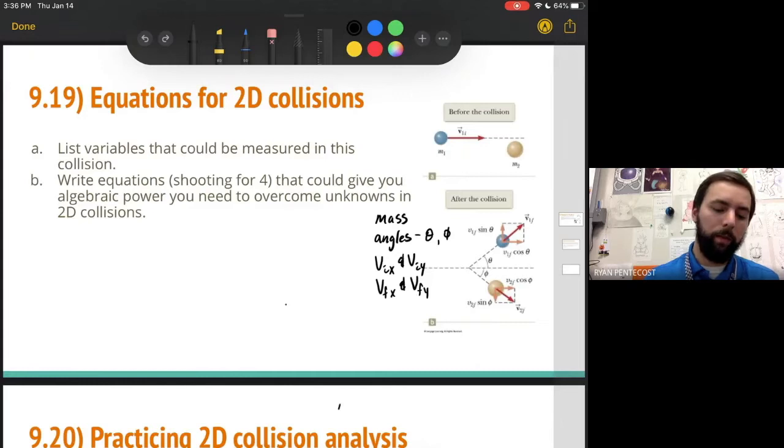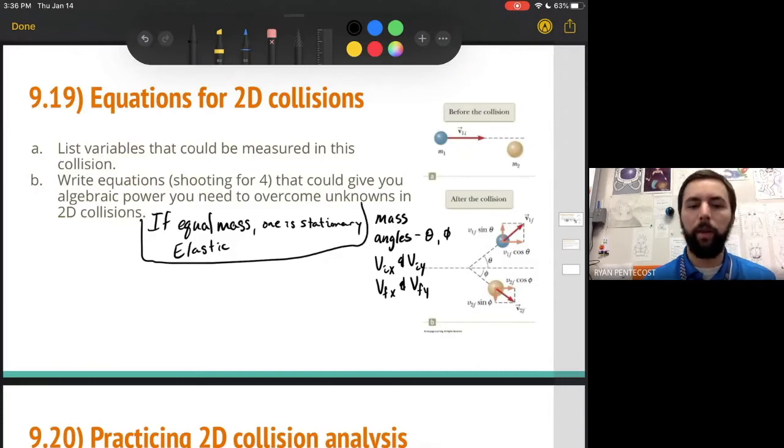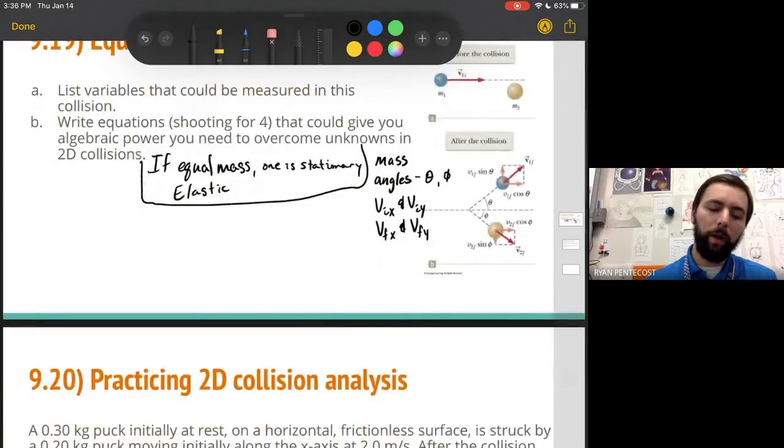Okay? Now, these are true under very specific circumstances. For example, if they have equal mass, if one is stationary, and if it's elastic. If these are not met, then some of these may or may not be true.